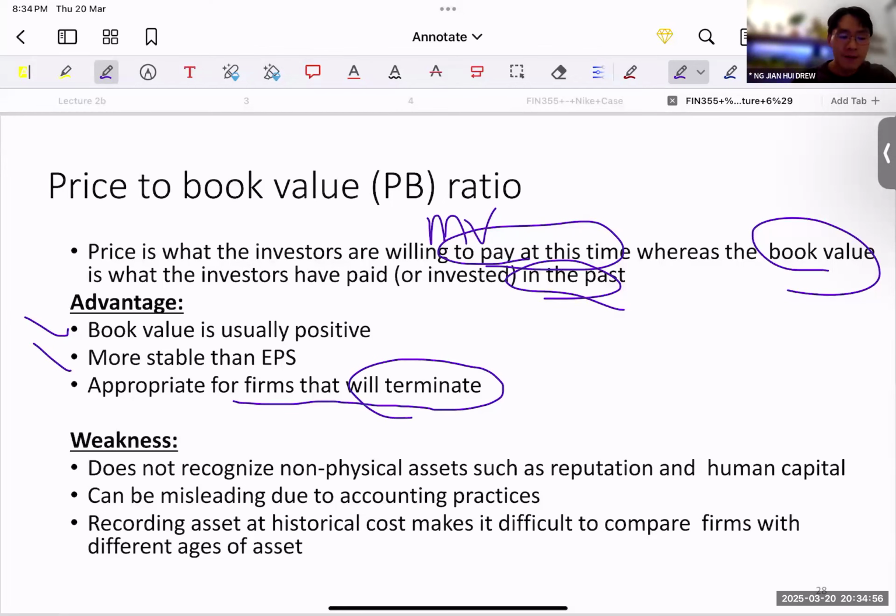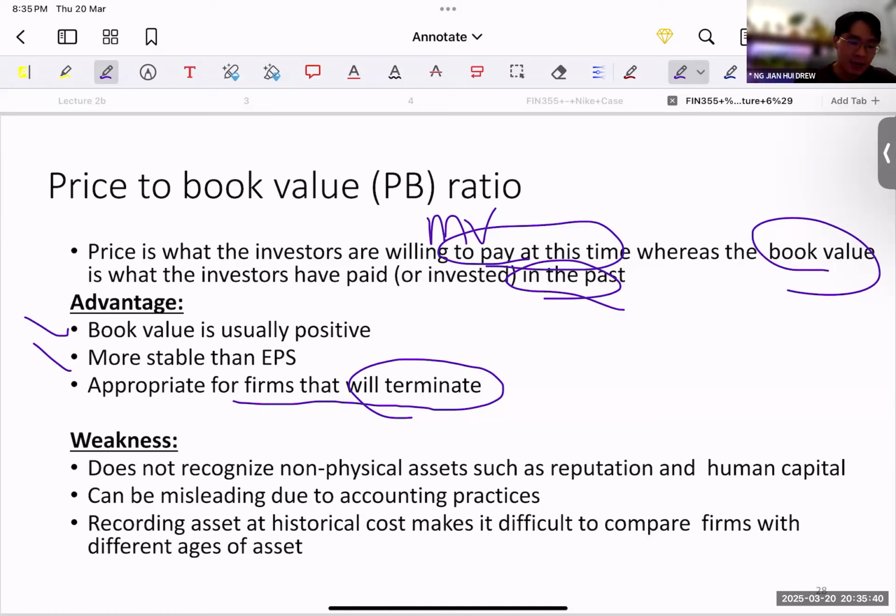It is also appropriate for firms that will be terminated. So let's say the firm is going to stop existing in 5 years' time, just a project company. In such a case, when the firm terminates, we will basically get back all our book value that we initially invested. So this ratio becomes very appropriate because we want to see the difference between the market value of the equity versus the initial book value of the equity that we invested in this project company.